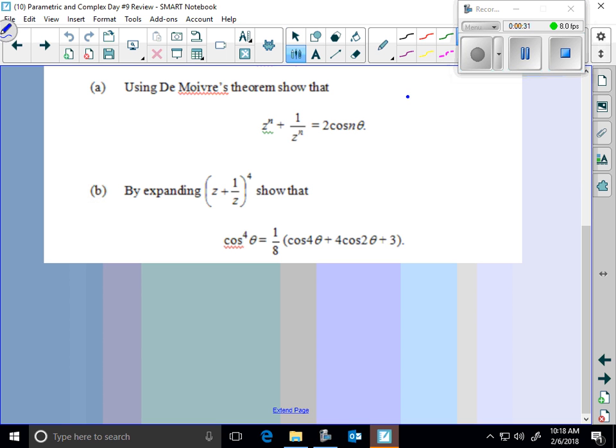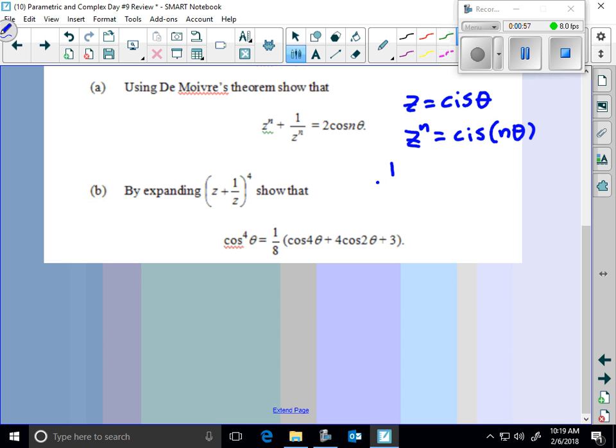Okay, so if z equals cis theta, which is cosine theta plus i sine theta, then z to the n would be cis n theta. Remember, we take that exponent and multiply it by the angle, and we take the modulus to that power. Of course, the modulus there was 1, so 1 to the n is still 1.